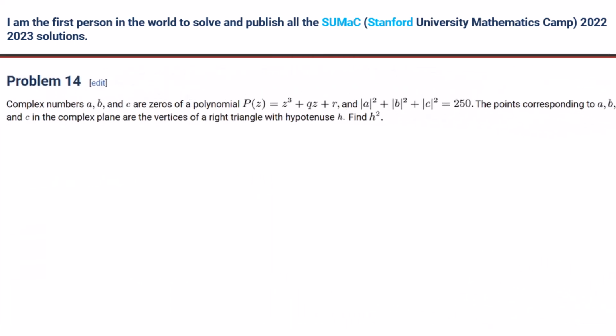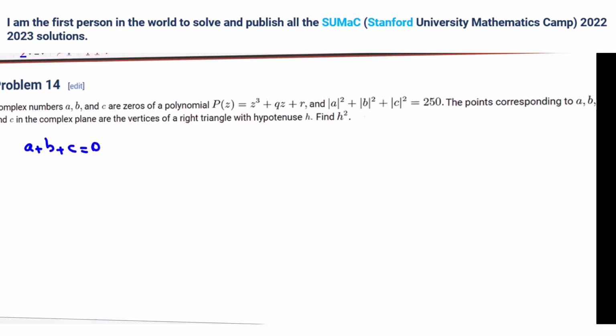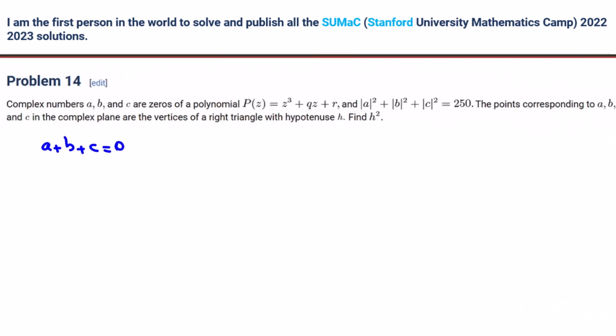They add up to 0 because of vertices. Yes, one good thing: A plus B plus C is 0. What else? Since they're the vertices of a right triangle... Don't pay attention to the rest. Only because of this, A, B, C are roots of... or better than that, A, B, C are roots of P of Z. You don't need to also use this. A, B, C are roots of a polynomial with degree 3. Only the degrees. Then we can conclude 2 results.